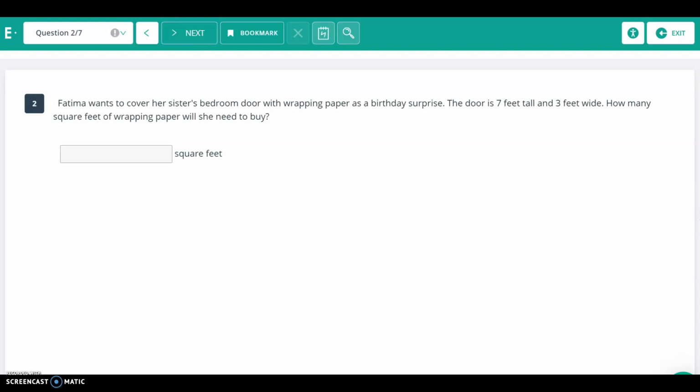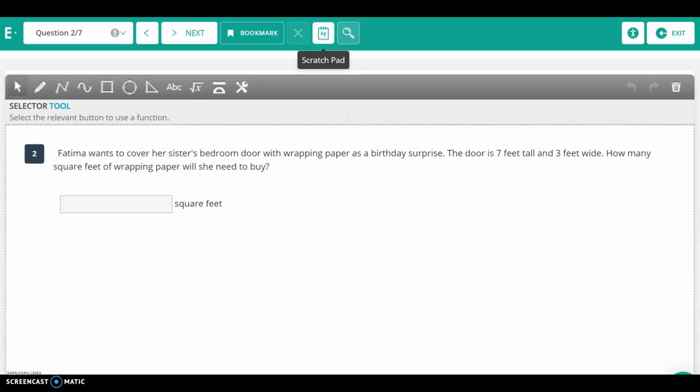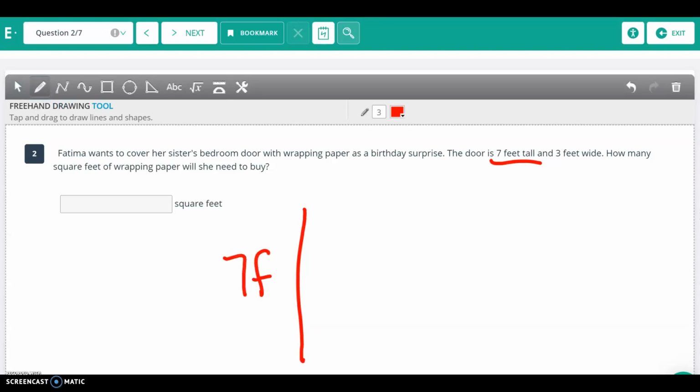Fatima wants to cover her sister's bedroom door with wrapping paper as a birthday surprise. The door is 7 feet tall and 3 feet wide. How many square feet of wrapping paper will she need to buy? So we can draw this out. Now I see we have 7 feet tall, so that tells me the height. The height is another way to say the length. 7 feet. FT is the abbreviation for feet. And 3 feet wide. 3 feet.